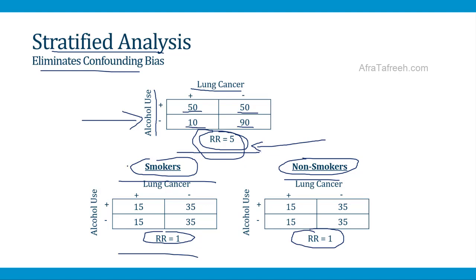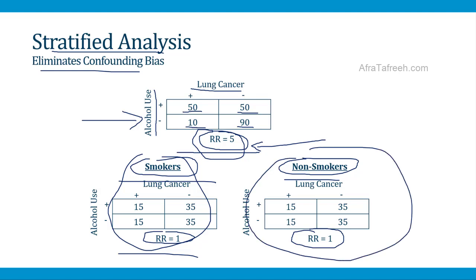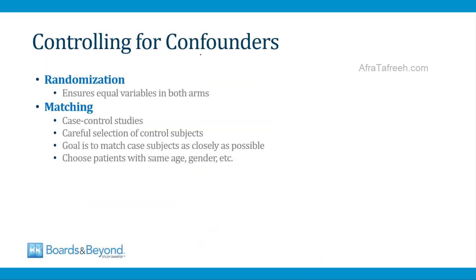And so when you analyze the smokers separately and the non-smokers separately, you're not going to find any association because now you've taken smoking out of the equation. There are a couple of ways you can control for confounders when you're doing clinical research.